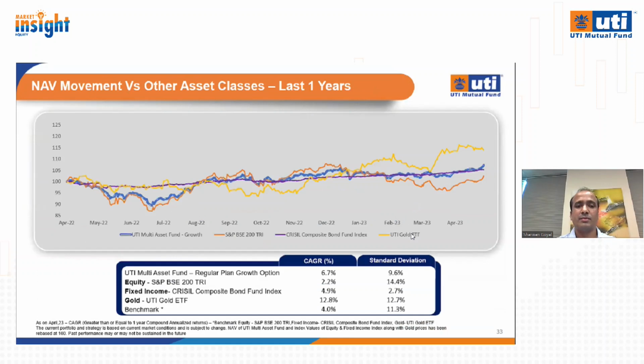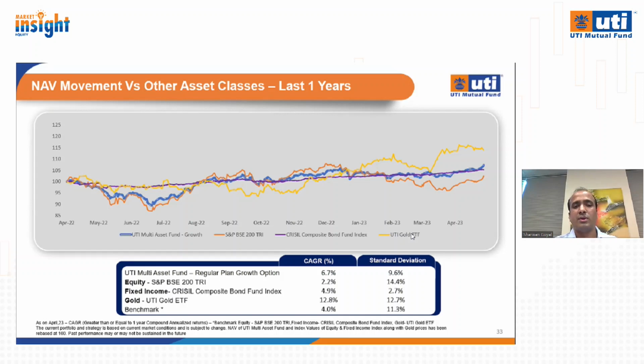Moving on. So here we have shown the performance of UTI Multi Asset Fund, which has generated 6.7% return in the last 1 year with 9.6% volatility, while the Nifty, which is the equity benchmark, delivered 2.2% return with 14.4% volatility, while bonds have delivered 4.9% return. The benchmark, which is a combination of these asset classes in a static manner, 65% equity, 10% gold and 25% fixed income, has delivered 4% return in the last 1 year with 11.3% standard deviation. So UTI Multi Asset Fund has generated a much better outcome in the last 1 year in a sideways market wherein we got a lot of triggers right.